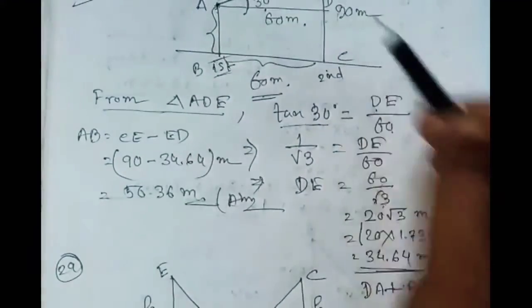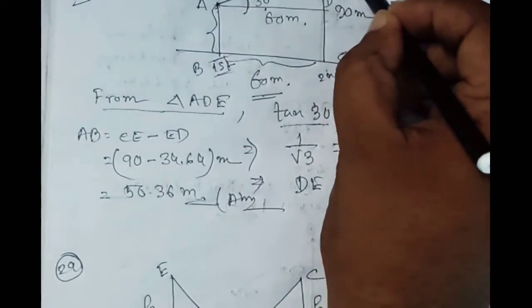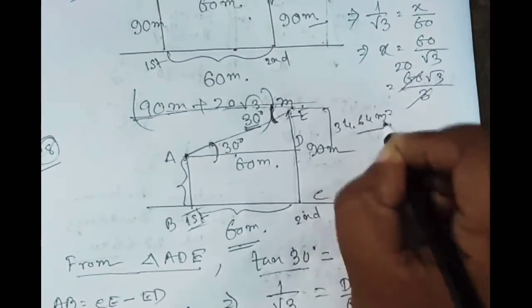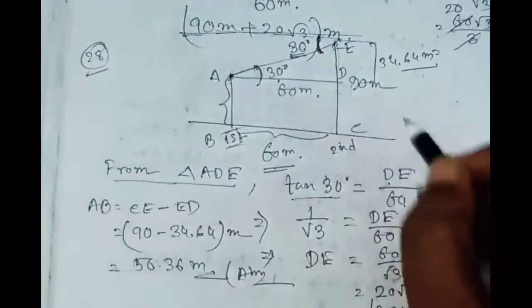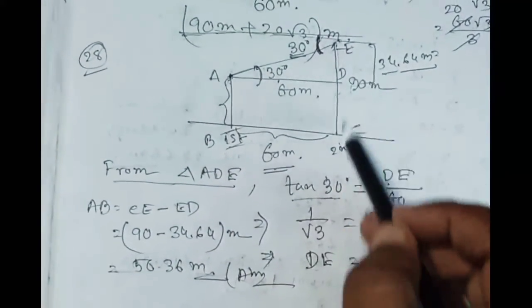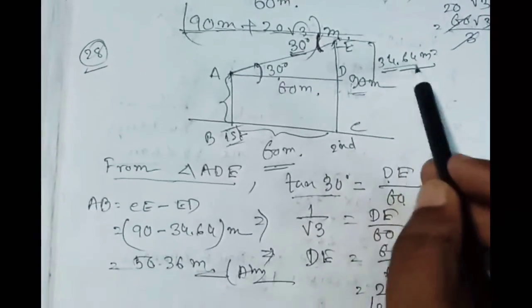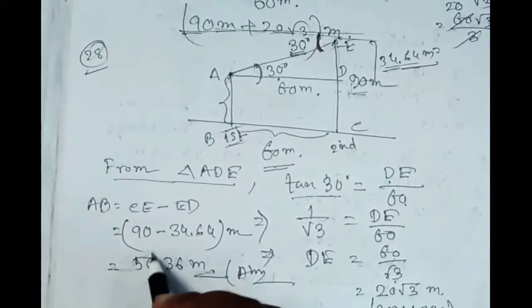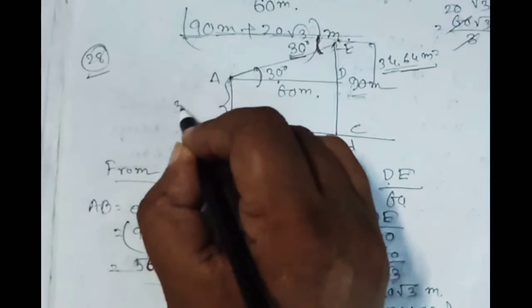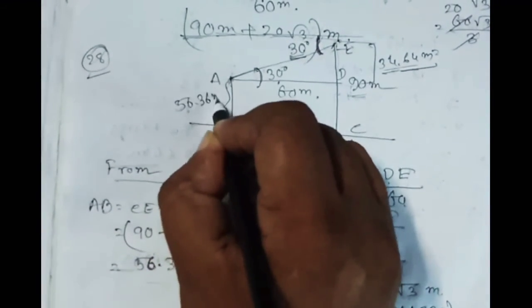Now this DE is 34.64 meters. Since this is 34.64, this distance is obtained from the total distance, which is given as 90 meters. 90 minus 34.64 is 56.36 meters. So this distance is equal to 56.36 meters.